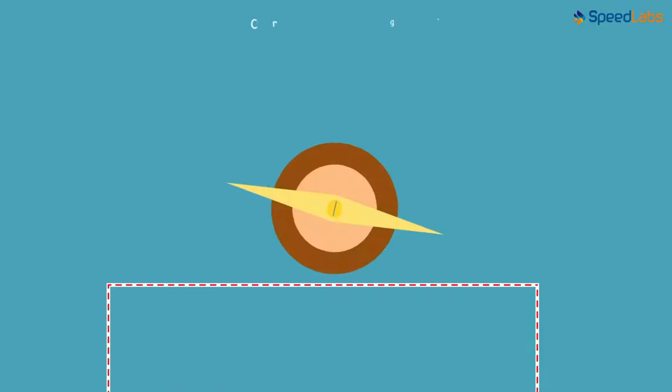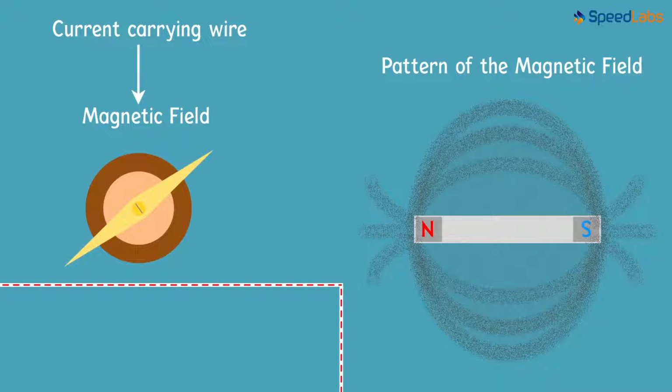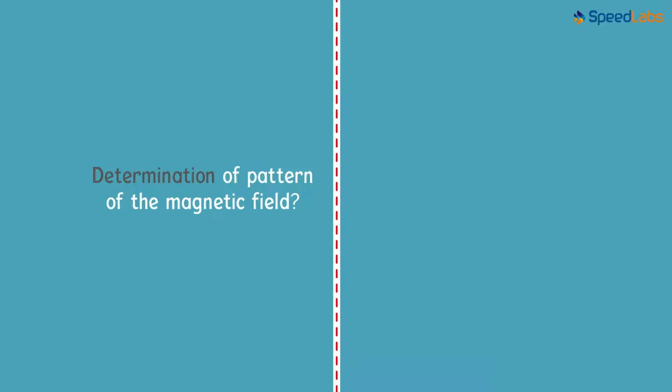Earlier we had seen that a current-carrying wire produces a magnetic field. And we also saw the pattern of the magnetic field around a bar magnet. Now I want you to think about what I'm asking you next. If we take any current-carrying conductor instead of a bar magnet, then what determines the pattern of magnetic field due to that conductor? Does the pattern depend on the shape of a conductor?